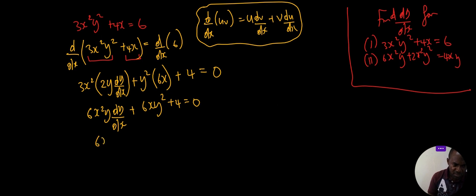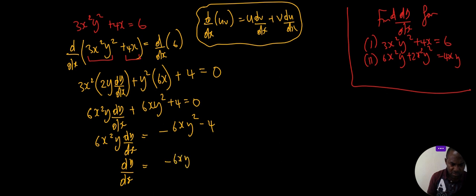So we say that 6x squared y dy by dx will be equal to minus 6xy squared minus 4. And lastly, we get that dy by dx will be equal to minus 6xy squared minus 4 all over 6x squared y. And there we've managed to find dy by dx for this implicit function, right? So that is the first one. Now let's look at the second one.